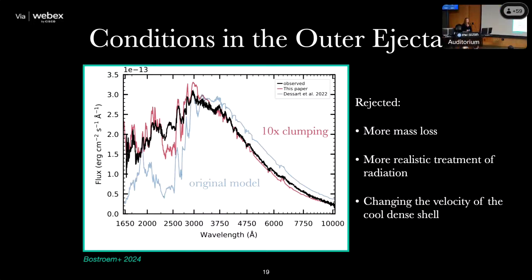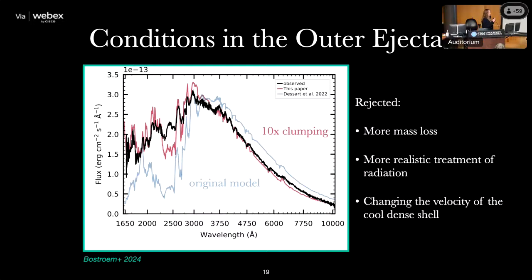And so we looked at how we could possibly modify these models, and it turned out that they were insensitive to a lot of different things we tried. We tried increasing the mass loss. We tried changing the treatment of the radiation. None of this worked, but when we introduced more clumping into our model, it fixed the problem.